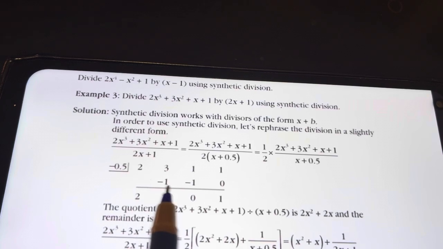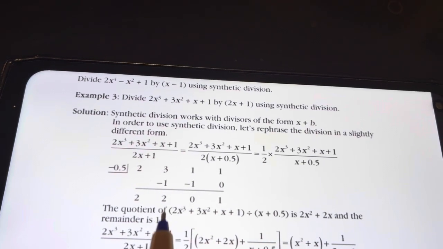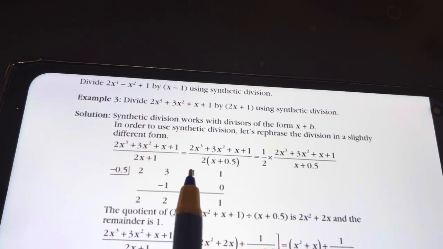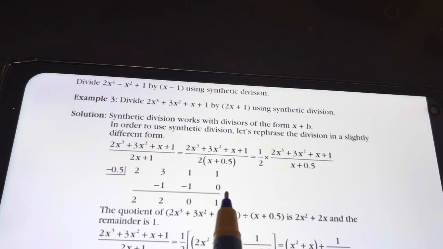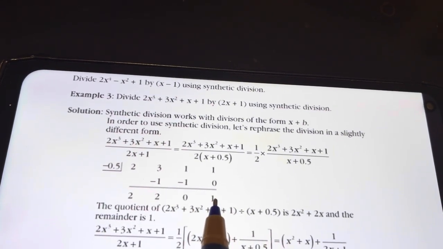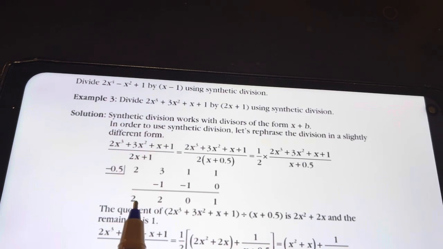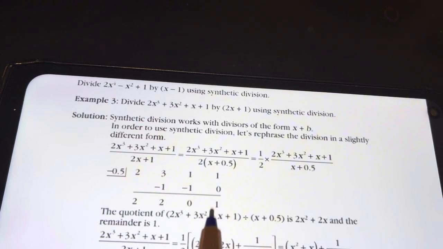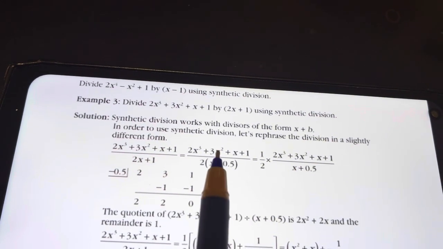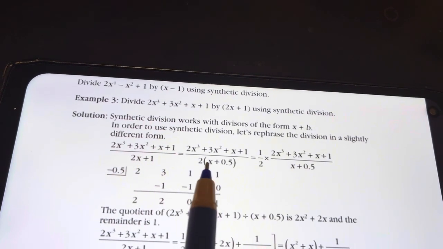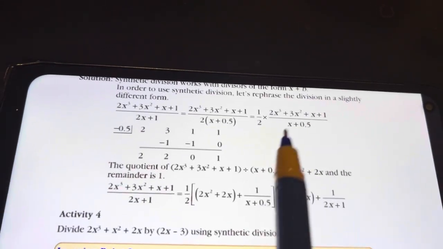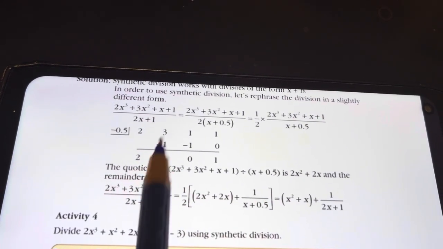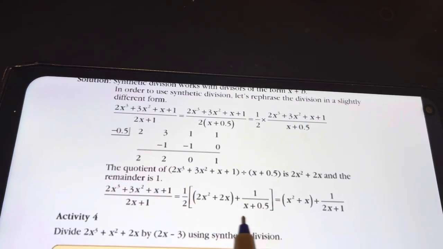So again, you'll put the 2 down. 2 times minus 0.5 is minus 1. Plus 3 is 2. 2 times minus 0.5 is minus 1. Plus 1 is 0. 0 times minus 0.5 is 0. Plus 1 is 1. So your solution is 2x squared plus 2x, and the remainder is 1 over x plus 0.5. So you will put it back. Here is the answer: 2x squared plus 2x plus 1 over x plus 0.5.